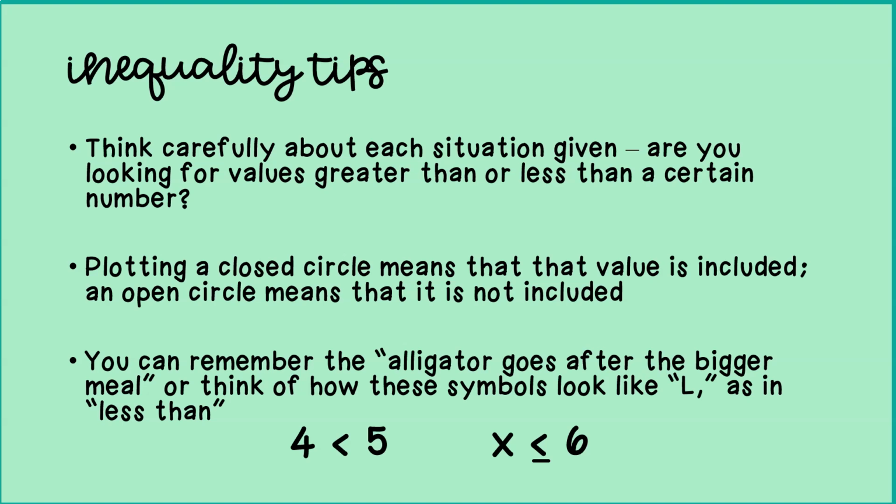Now, in terms of matching the words to the symbols, for some students this is very intuitive. Other students have a little bit of a hard time making that connection. Something they've learned in earlier grades is, the alligator goes after the bigger meal. So you can think of the greater than or less than sign as an alligator's mouth opening toward the larger number. In this situation, we have 4 is less than 5, so the alligator's mouth is opening toward the 5 to indicate that it's going to go after the larger meal.